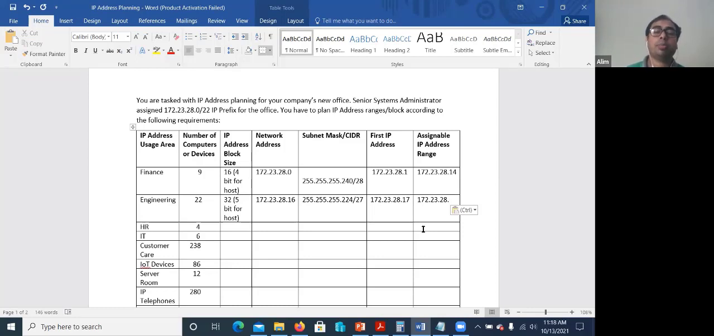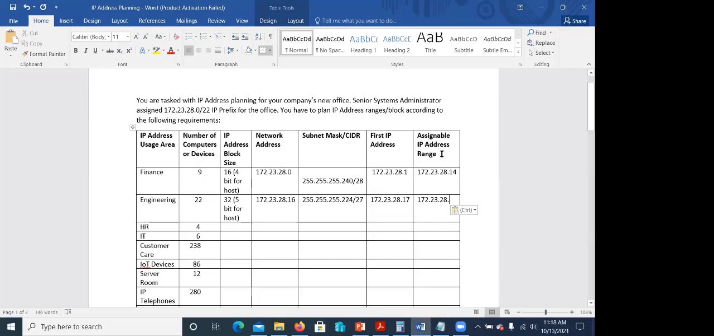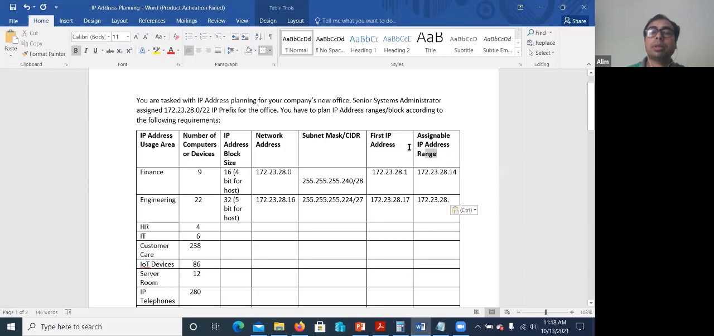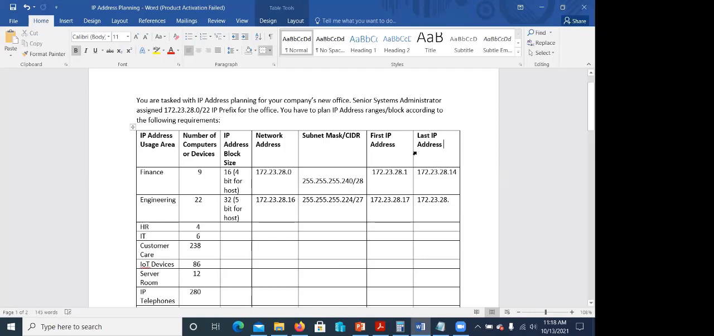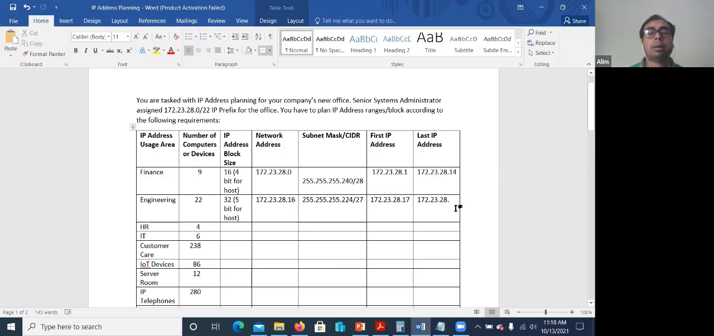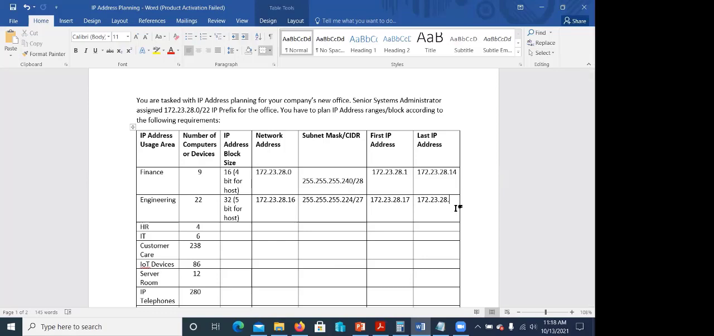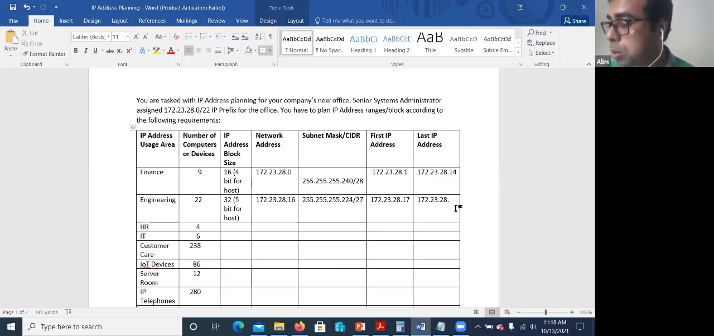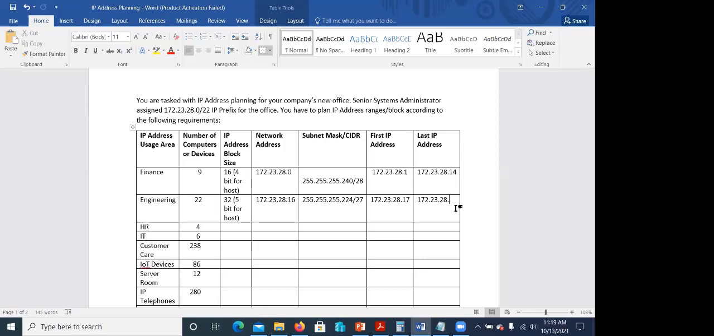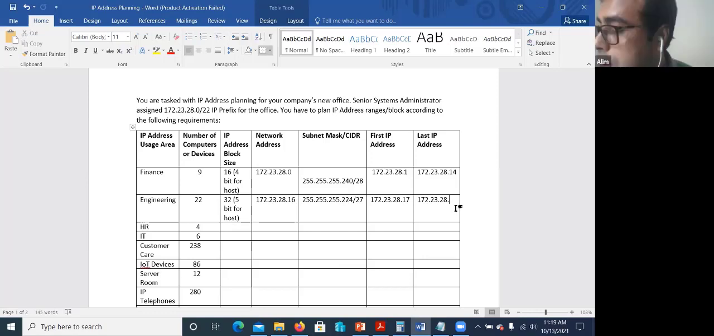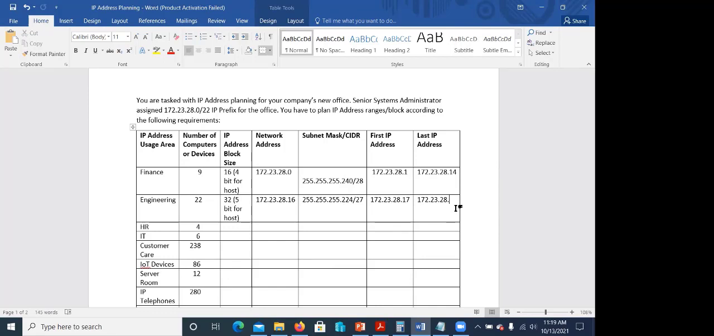You are talking about the number of hosts, but we should subtract. Sorry, it is the last IP, the last one. You are right. So it should be 14 plus 16, 16 plus 14, 32. Your block size is 16. Let me calculate 16 plus 32. What is it? 48.